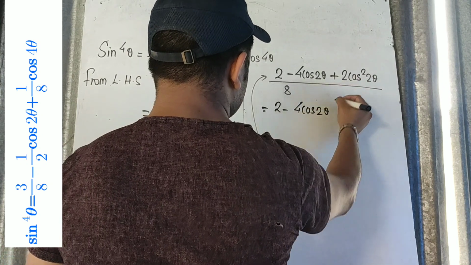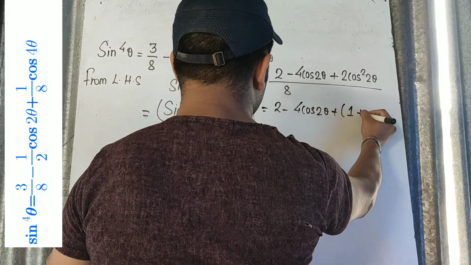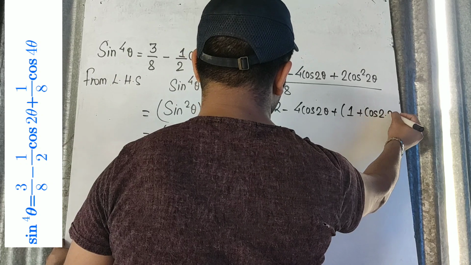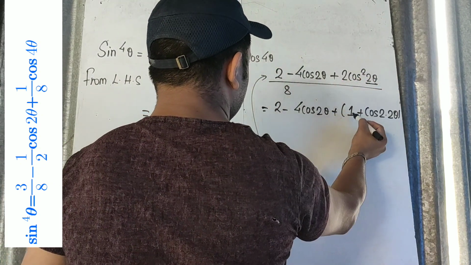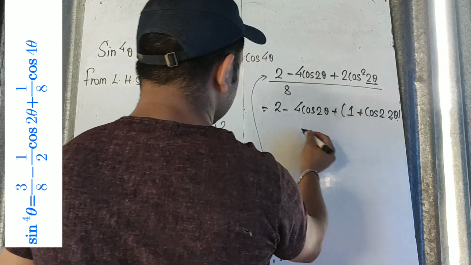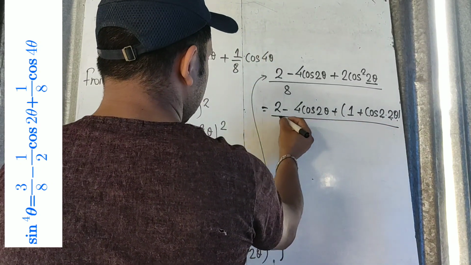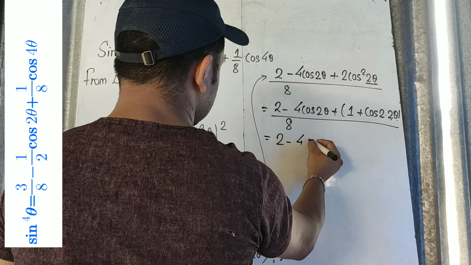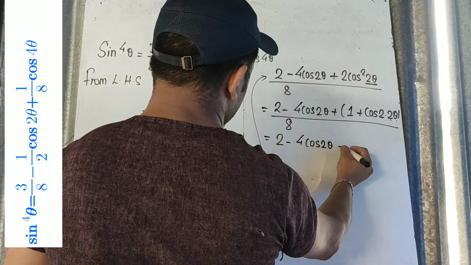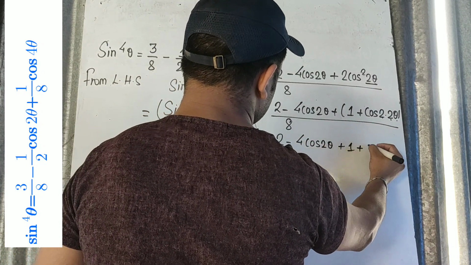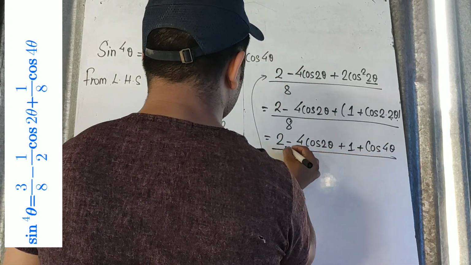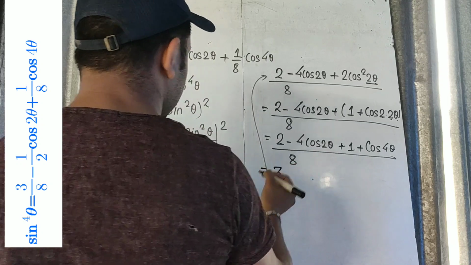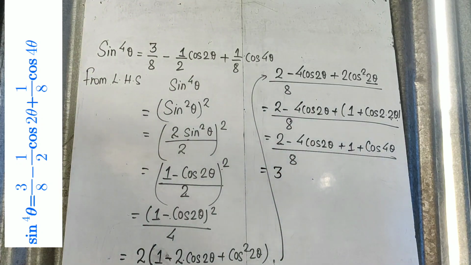We all know the formula of 2 cos square theta. 2 cos square theta is 1 plus cos 2 theta. See, this is taken as theta. 2 cos square theta, 1 plus cos 2 theta by 8. Now let us remove the bracket. Plus cos 4 theta divided by 8. 2 plus 1 gives you 3. Now you have 4 cos 2 theta, cos 4 theta.